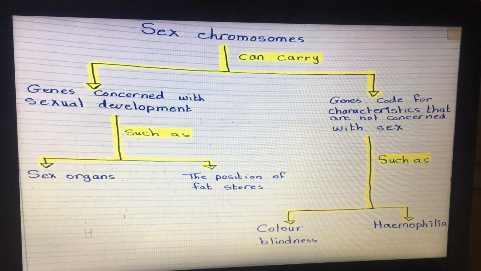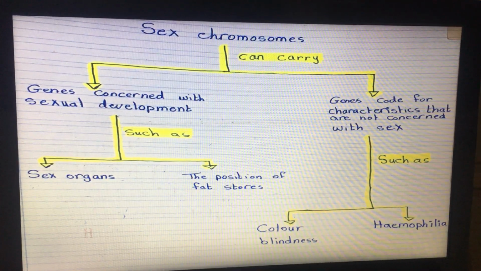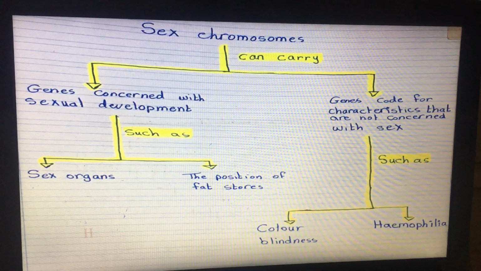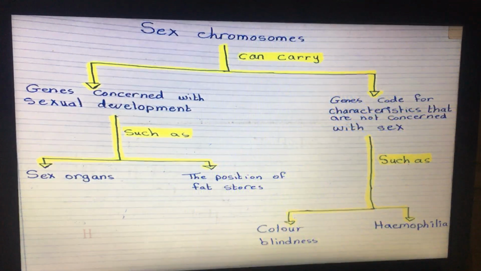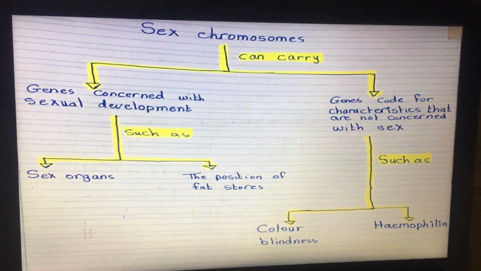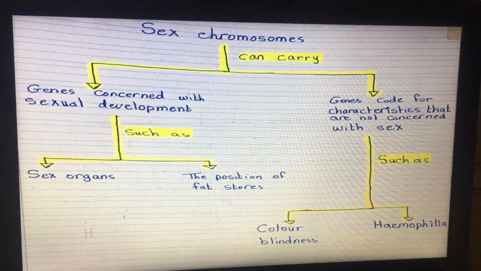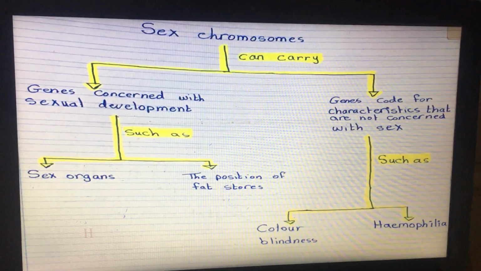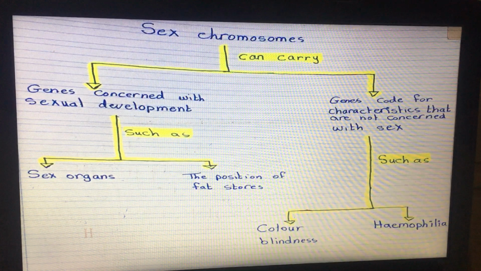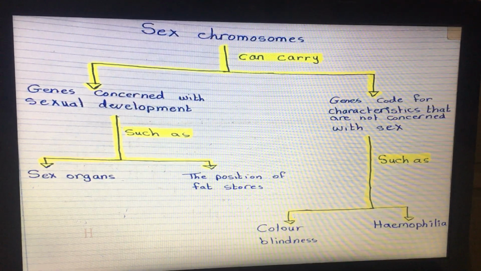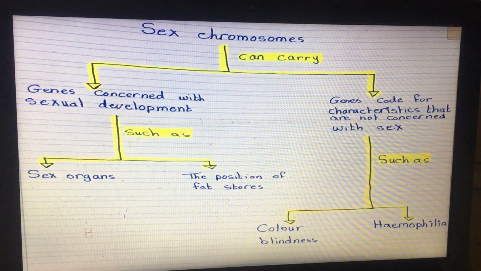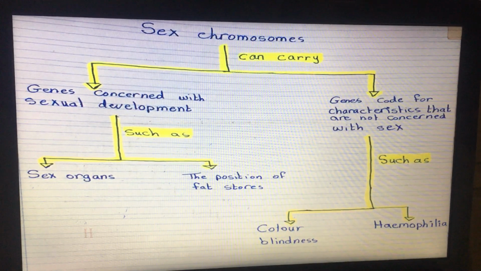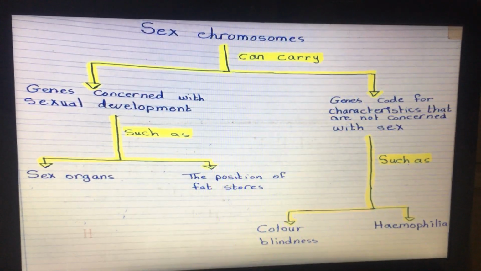Now, the second thing that sex chromosomes can carry is a few genes that code for characteristics. Those characteristics are not concerned with sex. So, the genes which code for these characteristics will not affect the sex organs or the fats in the body. Actually, these characteristics are called sex-linked, or those genes are called sex-linked.